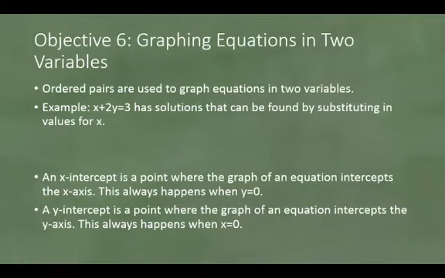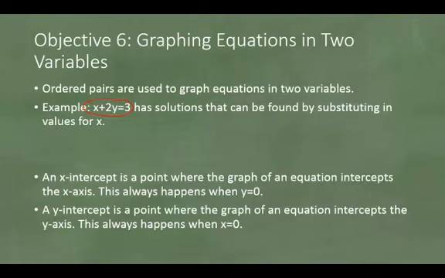Graphing equations in two variables. Ordered pairs are used to graph equations in two variables. As an example, this is an equation with two variables, an x and a y. You can find lots of solutions that will make that equation true. All you have to do is try different values for x.